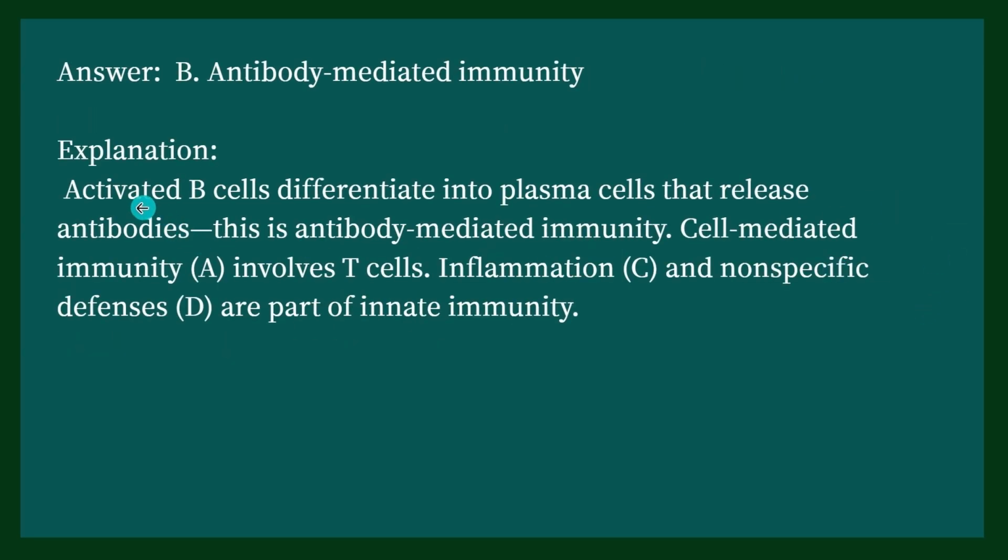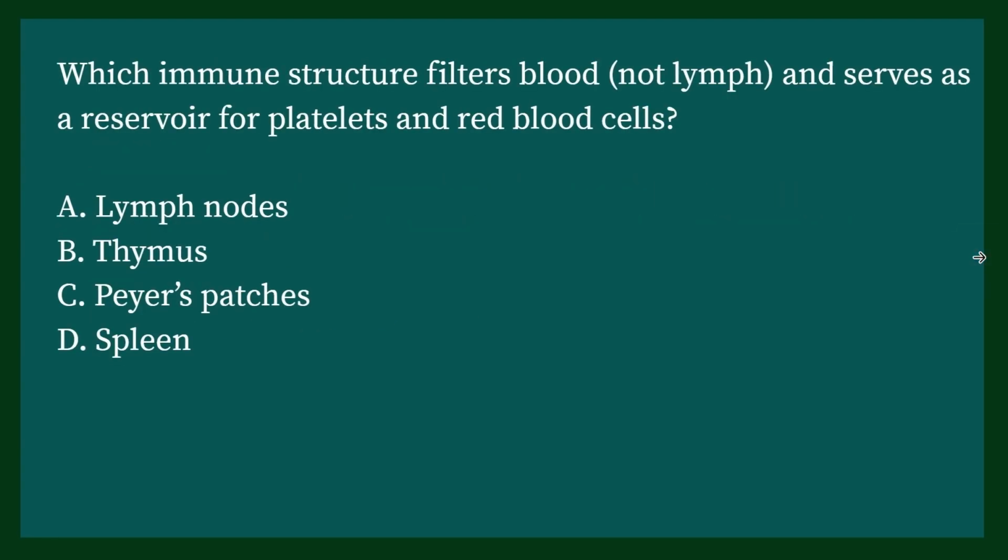Let's see what it says. Activated B cells differentiate into plasma cells that release antibodies. This is antibody-mediated immunity. That's what that means. Cell-mediated immunity involves T cells. Inflammation, C, and nonspecific defenses are part of innate immunity. Okay, we got one more question here.